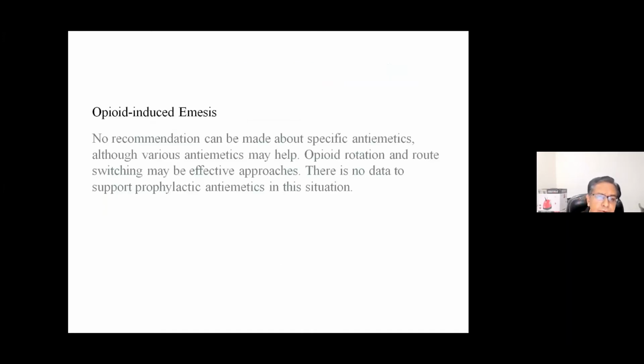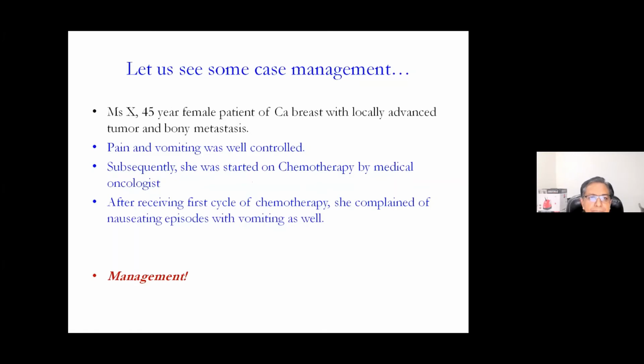Now, when we say opioid-induced emesis, haloperidol and domperidone or metoclopramide remain one of the modalities. But at times patients may have very refractory nausea and vomiting with a single opiate analgesic, and sometimes opiate rotation or route switching may be an effective approach. Though we do not have very specific data for it, this may be considered as a rescue measure in some patients who are not responding to opiate-induced emesis.